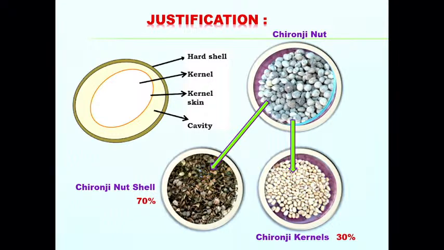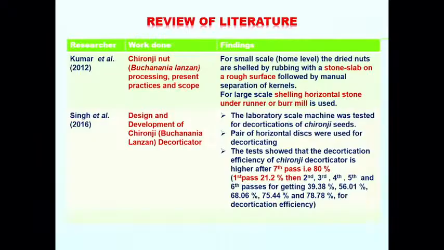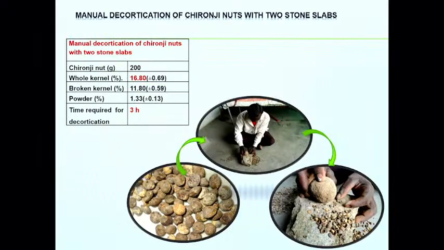The hard coat or hard shell is seen outside, and the inner is the kernel, and between these two lies the cavity, and that is the work we have to do. The outer coat is too hard to break, and the inner is so soft that when any force is applied, it will break easily. The chironji nut contains nearly 70% shell and 30% kernel. Regarding some of the initial studies, they needed 7 passes, and then we proceeded.